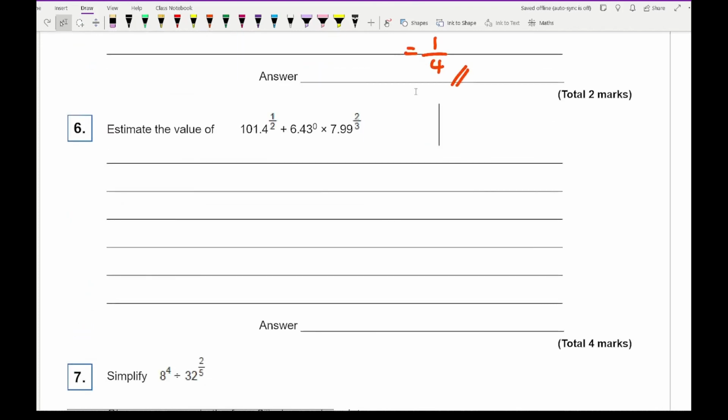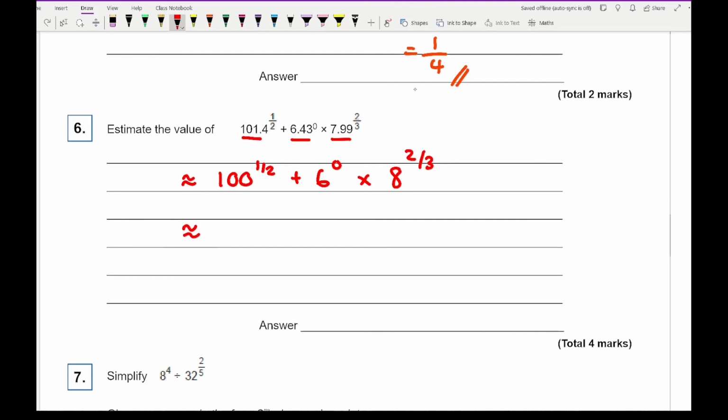Then for question 6, it's asking me to estimate. So here, estimating, all we need to do is make these numbers as close as possible to one significant figure. So this estimated is going to be, rather than using 101.4, I'm going to use 100. Rather than using 6.43, I'm going to use 6. And rather than using 7.99, I'm going to use 8. So simplifying this, what do I get?